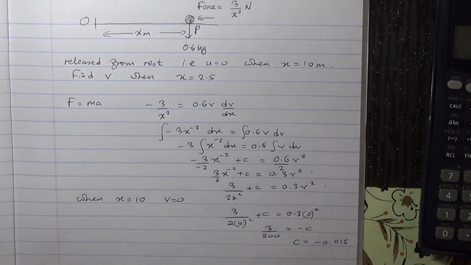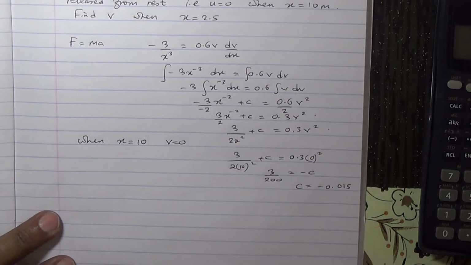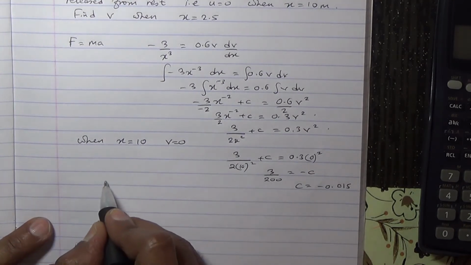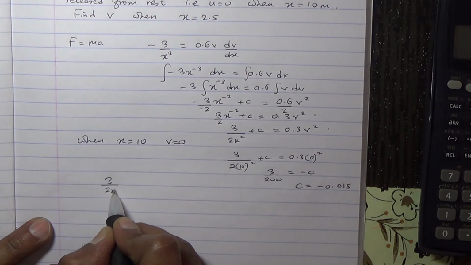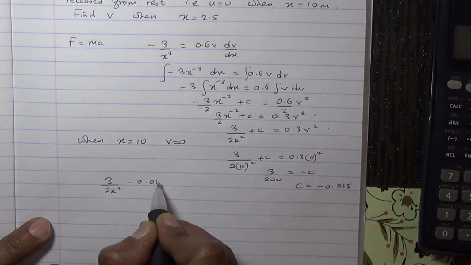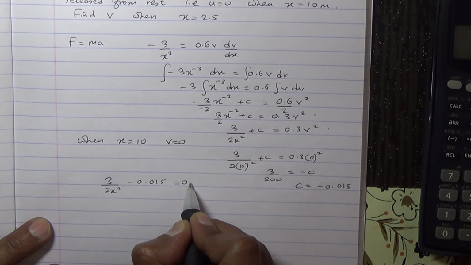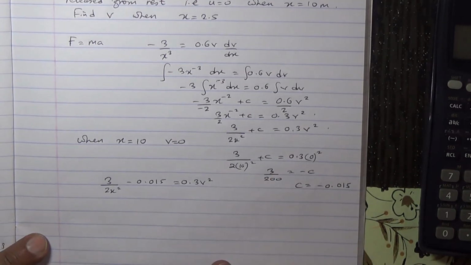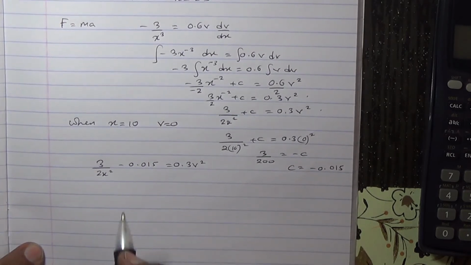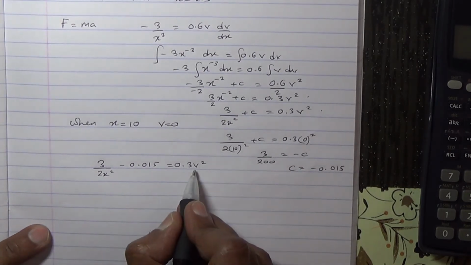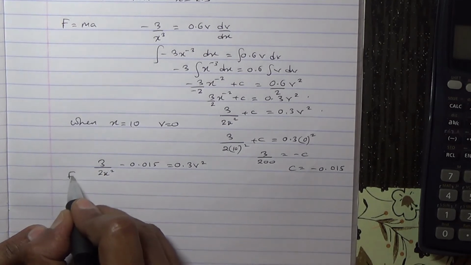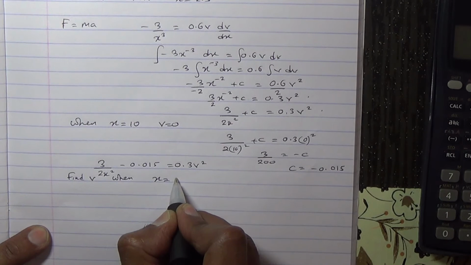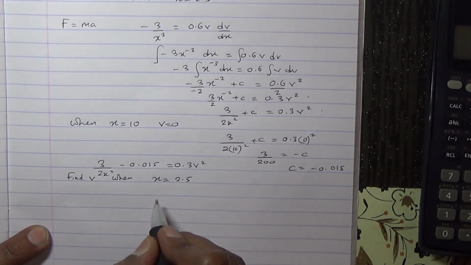Now let's carry on. So the equation is looking something like this: 3 over 2x squared minus 0.015 is equal to 0.3 v squared. So c was found. Now from here we need to find v when x is equal to 2.5. That is what we've been asked to do.